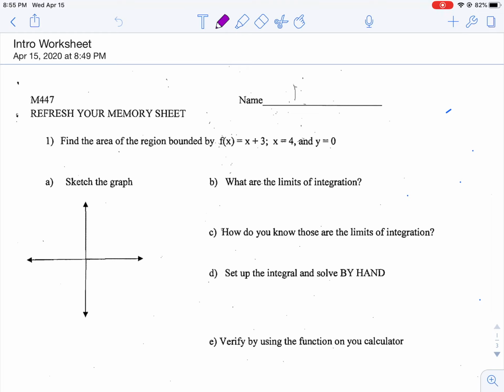So we're going to start by finding the area of the region that is bounded by the information given. So it is a line of x plus 3 and the vertical line of x equals 4 and a horizontal line of y equals 0, which is the x-axis. So anytime you see y equals 0, you're talking about the x-axis.